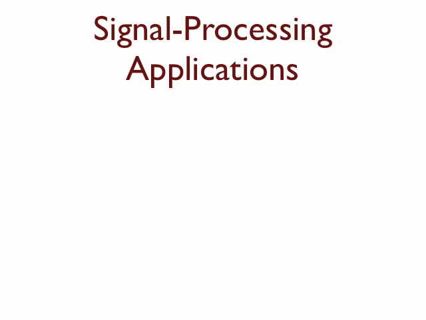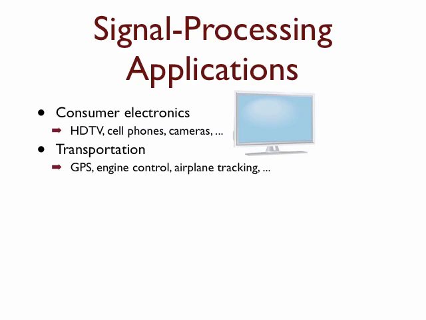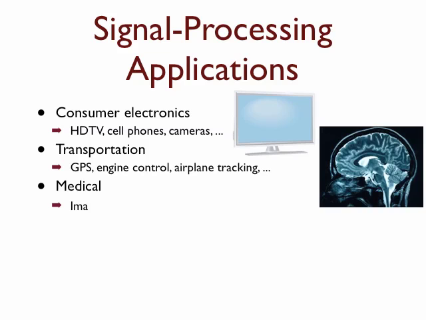The applications for signal processing are almost as diverse as the number of signals themselves, and it's used in almost every area of our lives. In the consumer electronics field, things like cell phones use a lot of signal processing. Transportation systems like global positioning devices and airplane tracking also use lots of signal processing. In the medical field, signal processing plays an important role in imaging as well as monitoring things like the electrical activity of the brain or the heart.